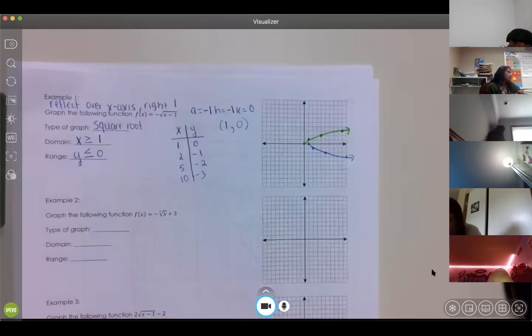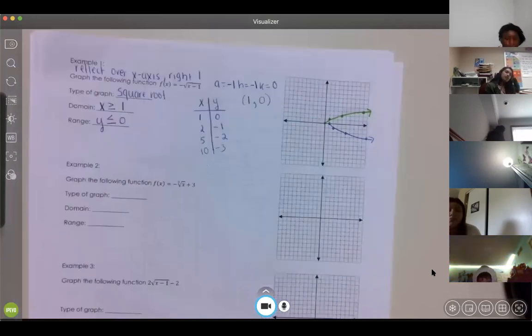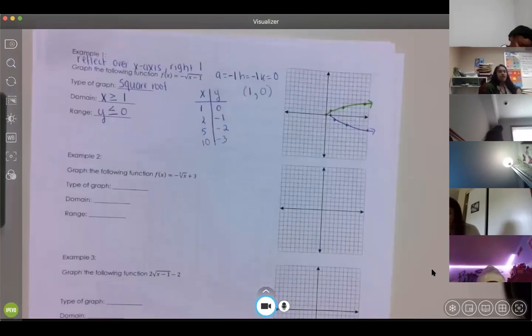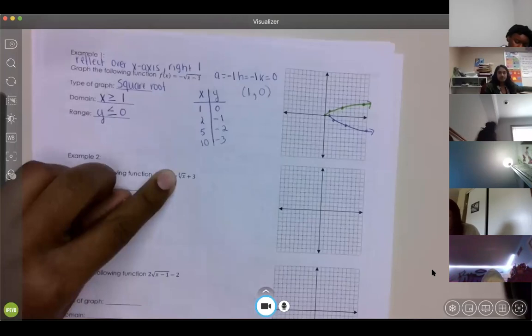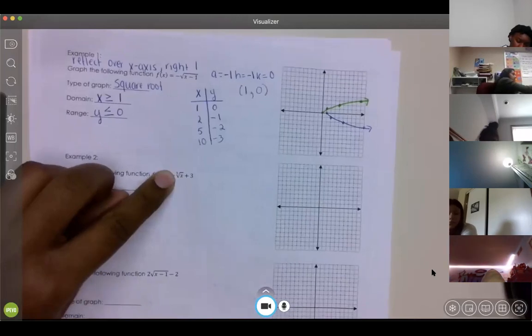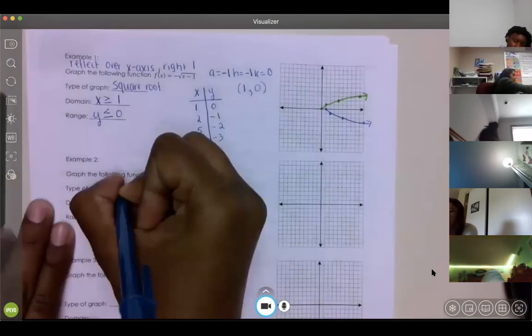All right, example 2, graph the following function, f of x equals negative cubed root of x plus 3. First we're going to list out what type of graph it is. What type of graph do I have for this function? Liana. A square root. It's not a square root. What's the index? A square. It's actually a cubed root function because the index is 3. So this is going to be a cubed root function. Does that make sense, Liana?